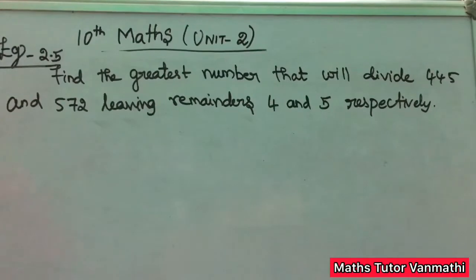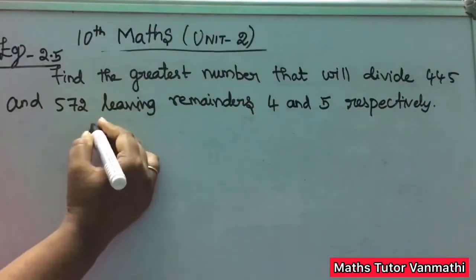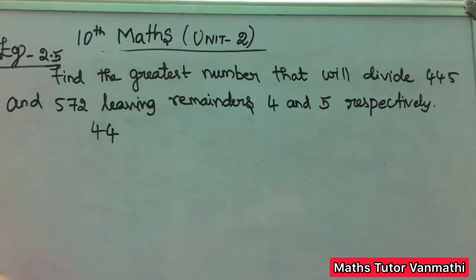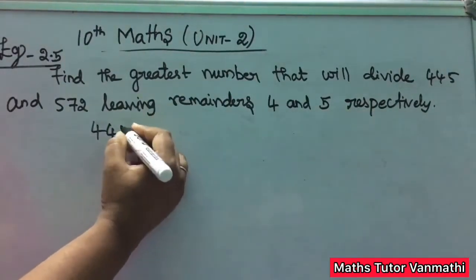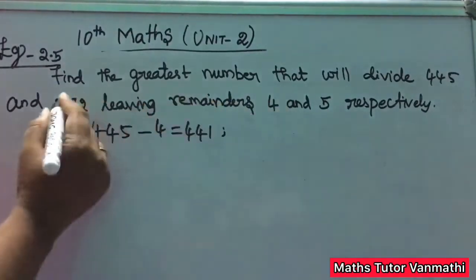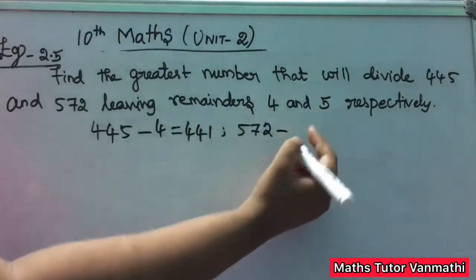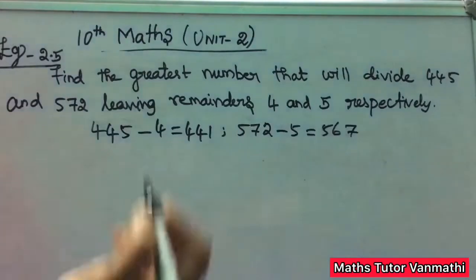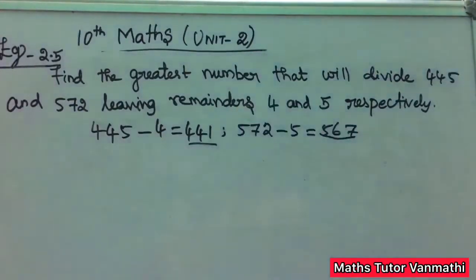Example 2.5. Find the greatest number that will divide 445 and 572, leaving the remainder 4 and 5 respectively. Okay, we are going to find the highest common factor only. First we subtract the respective remainders from these numbers. So 445 minus the remainder 4, you will get 441, and again 572 with respect to the remainder 5, you will get 572 minus 5, which is 567. Clear? For these two values only you are going to find the HCF.